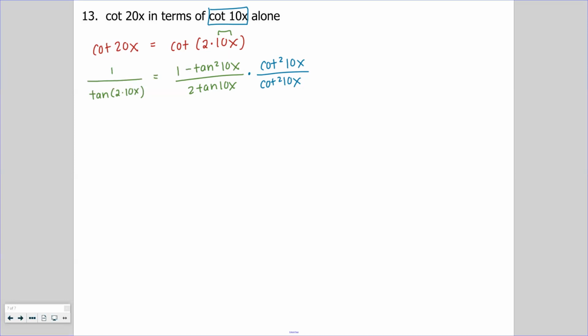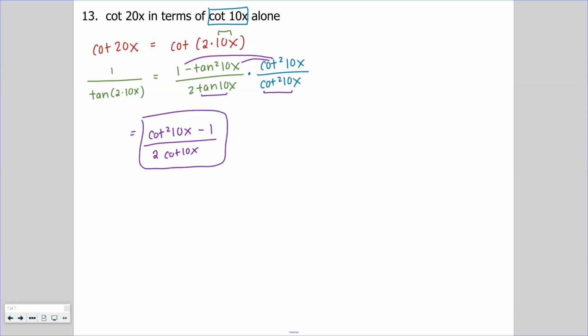So we keep the angles the same there. And then, after we do some math, I'm going to distribute that cotangent squared of 10x into both terms in the numerator. I get cotangent squared of 10x minus 1. Tan squared 10x times cotan squared 10x is just 1 there. This is all over 2 times the cotangent of 10x. Be careful there. There's only 1 tangent 10x in the denominator. We're multiplying by 2 cotangents, so only 1 of the cotangents gets rid of that tangent. We're still left with 1 cotangent in the denominator. That's it. Once you've got your final answer in terms of the cotangent of 10x and it's simplified, we're done.